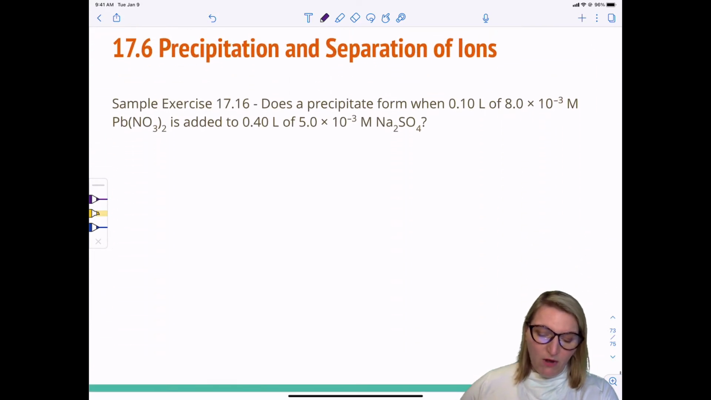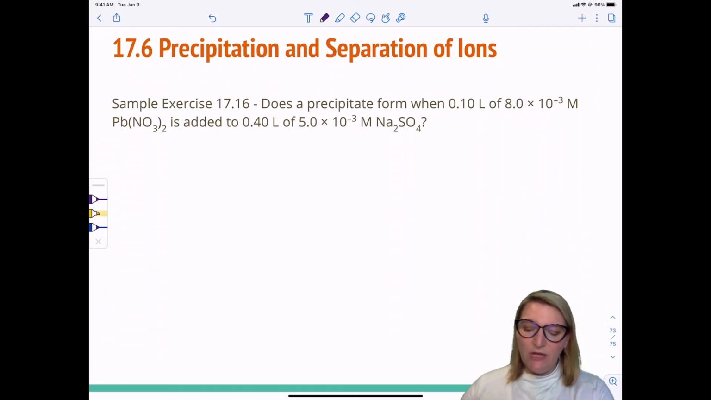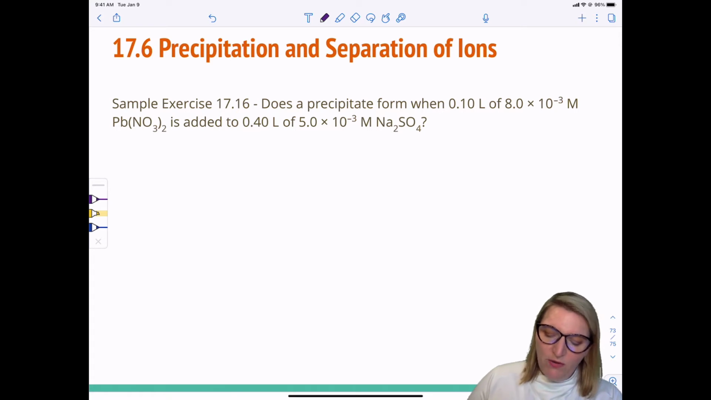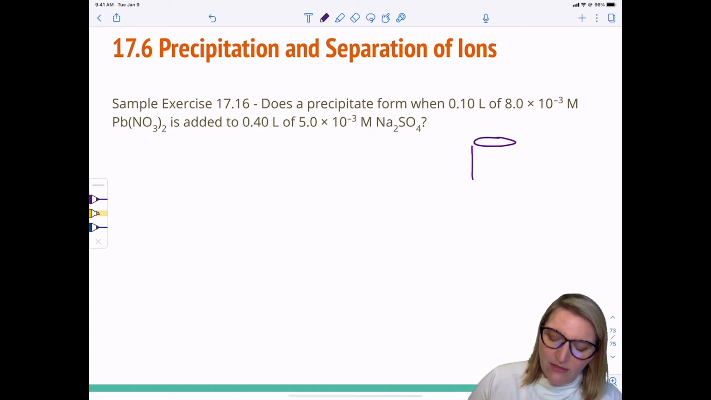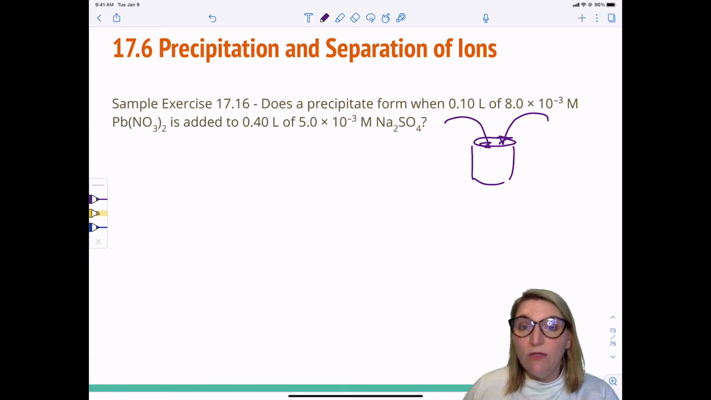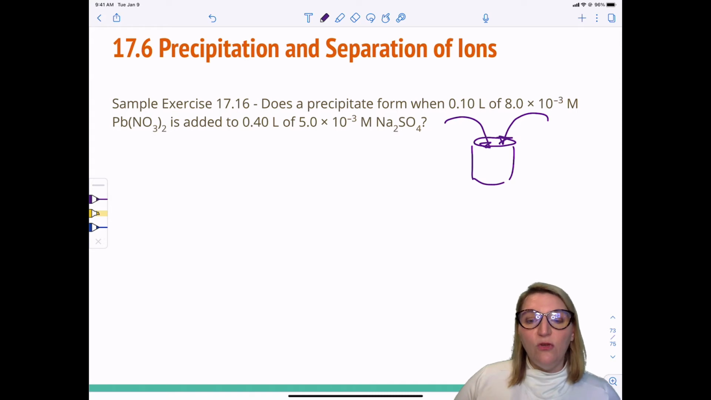So here's a typical problem. Does a precipitate form when 0.1 liters of 8 times 10^-3 molar lead(II) nitrate is added to 0.4 liters of 5 times 10^-3 molar sodium sulfate? And what you need to picture in your head is that you are mixing these two solutions in one container, which means that there's going to be a new volume and a new concentration of both of those.